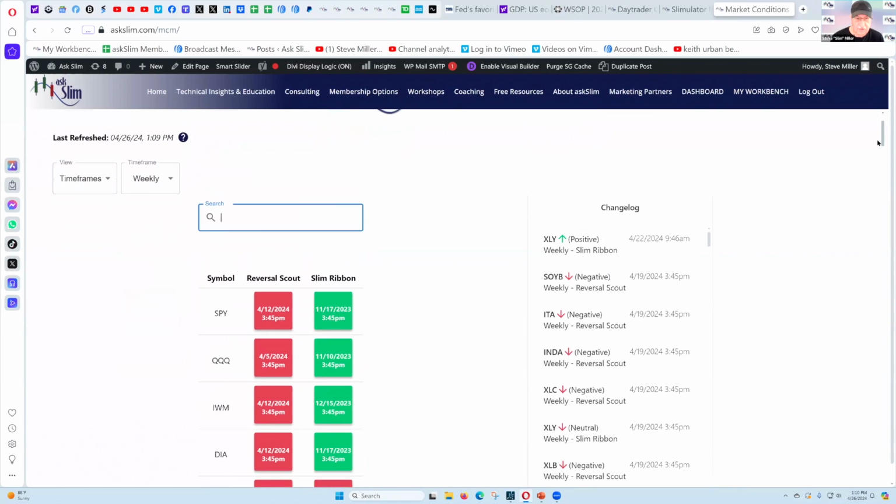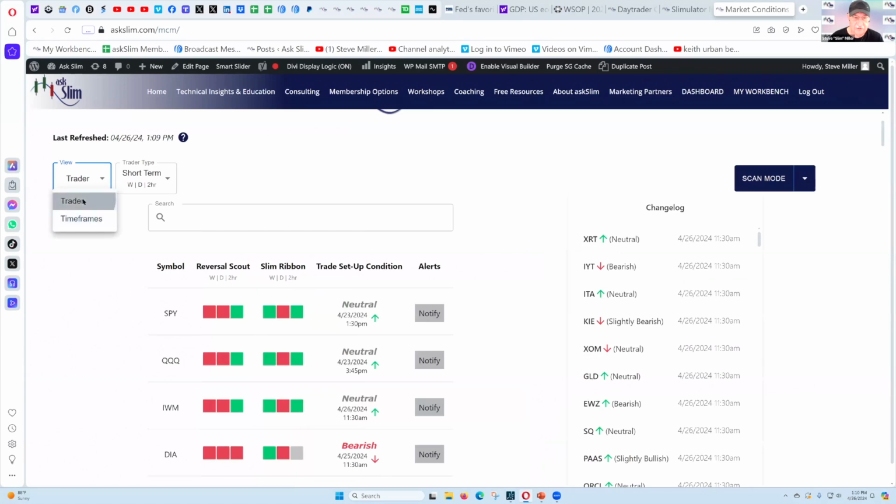And you can see on the weekly, the slim ribbon is still holding positive, the reversal scout holding negative on the indexes. And that's why we're in this mixed condition right now. If these were both red, I would say the probability of the next wave down being much harder than what I'm projecting right now, which is really just another couple percent on the downside from the low that we already made. So this is really important stuff.